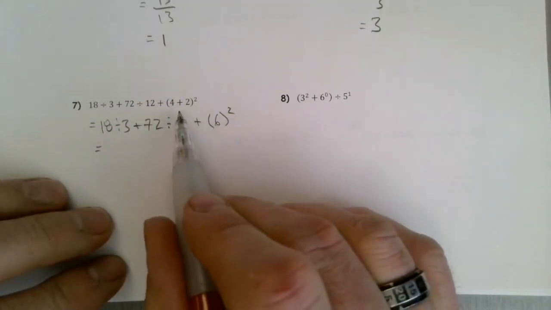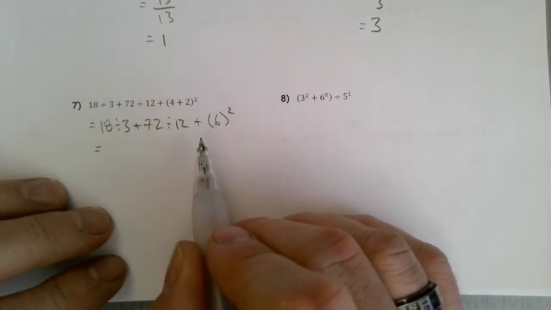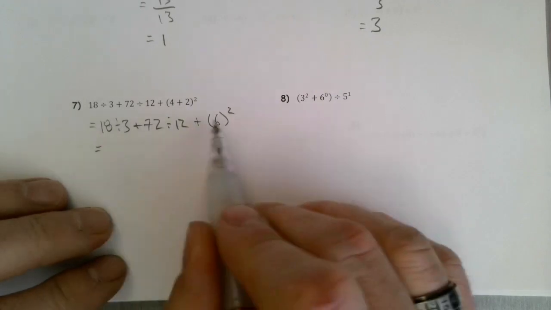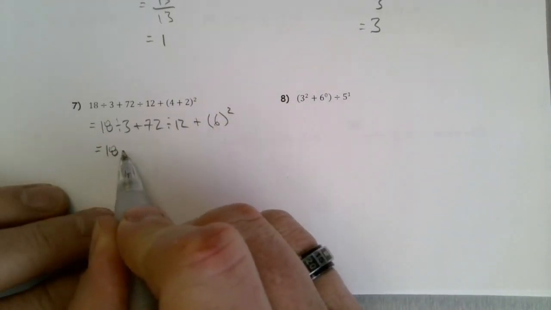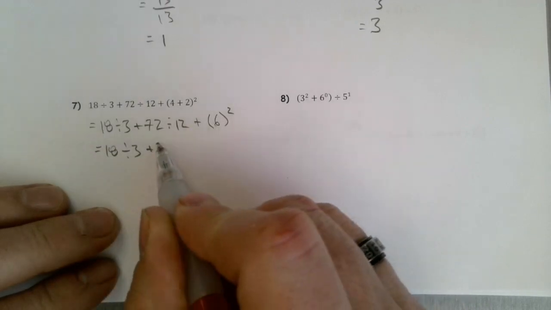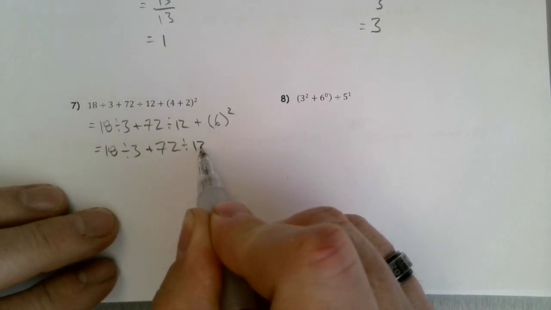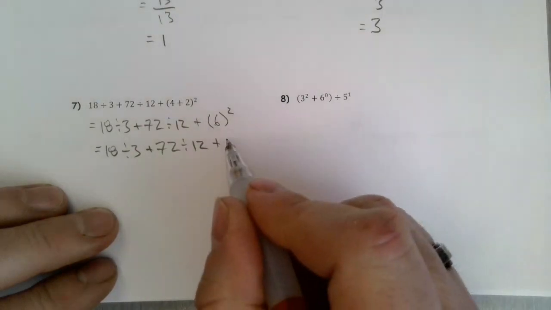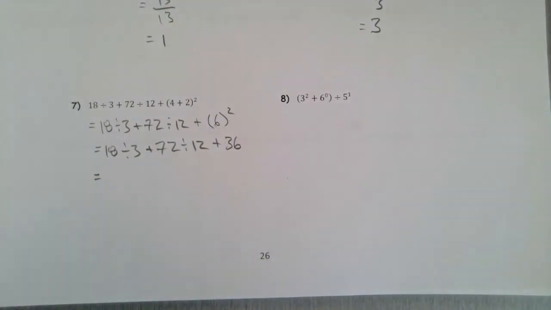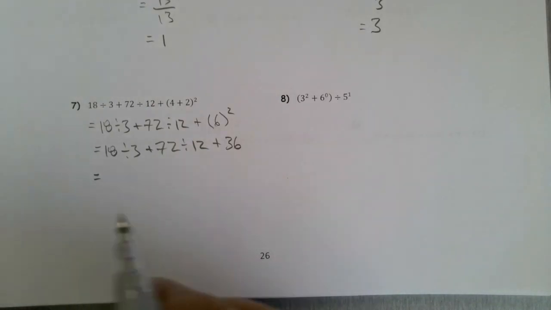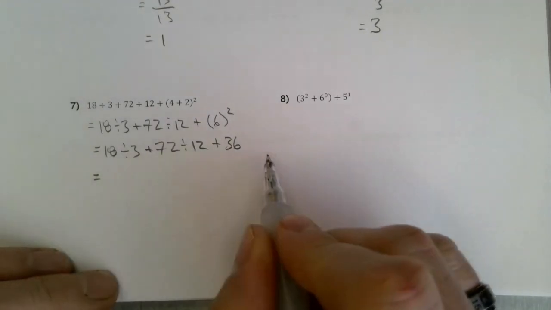So I dealt with the parentheses. 4 plus 2 is 6. Now I'm going to deal with the exponent here, 6 squared. So this becomes 18 divided by 3 plus 72 divided by 12 plus 6 squared is 36. Now that I've dealt with the parentheses or the brackets and the exponents, now I'm going to deal with the multiplication and division. And in this case, it's just division. But I'm going to do it all left to right here.